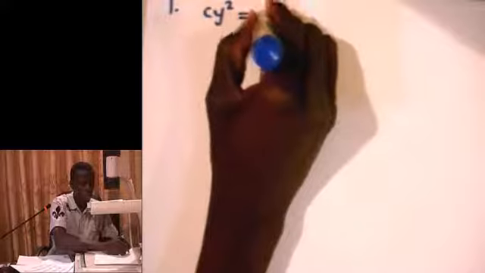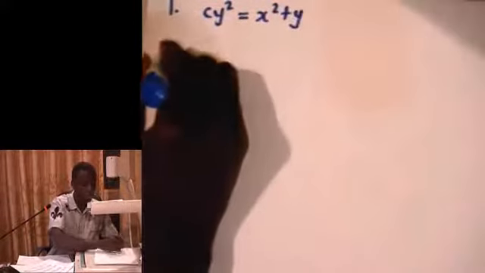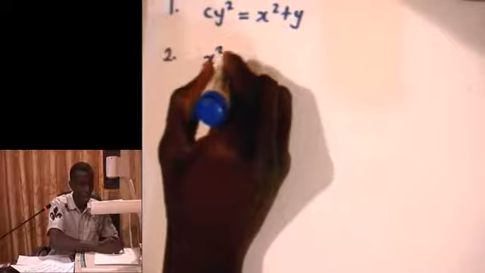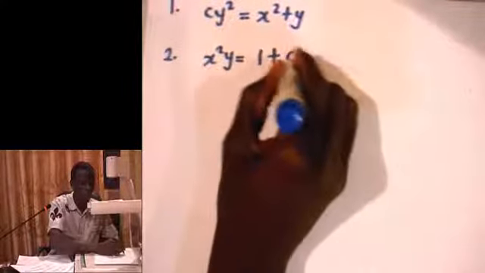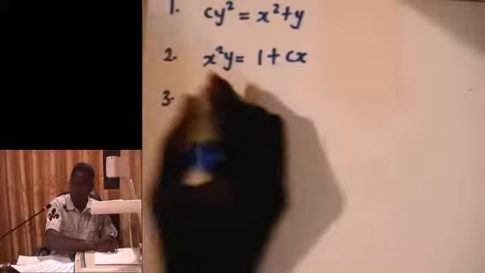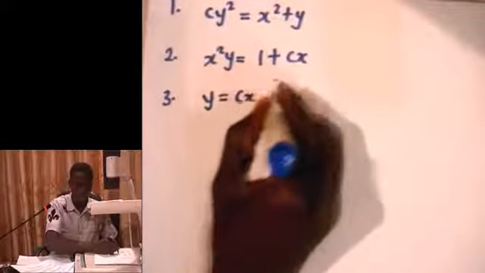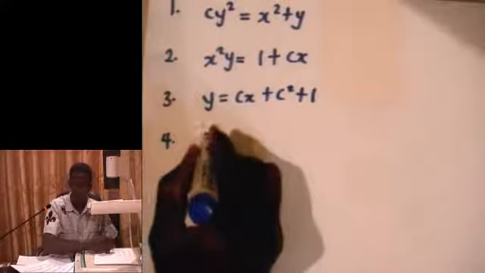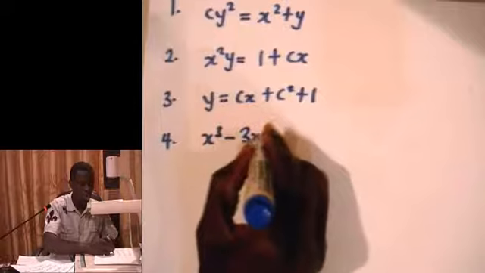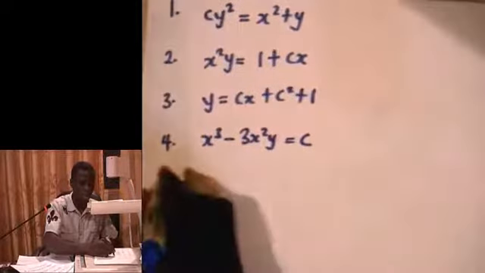Let me leave it with some questions to try. Find the equation whose general solutions are given by: 1. cy squared equals x squared plus y. 2. x squared y equals 1 plus cx. 3. y equals cx plus c squared plus 1. 4. x cubed minus 3x squared y equals c.